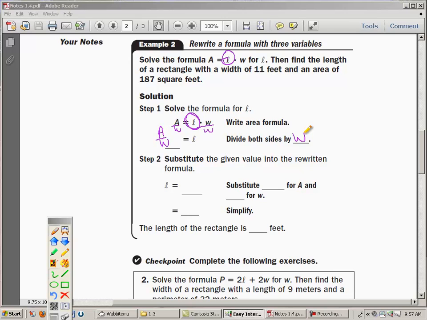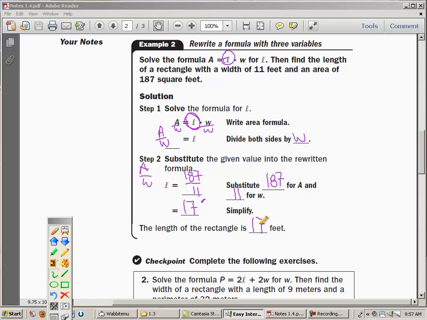So what we're going to do now is say, look, my formula is now rewritten as A divided by W. And we're going to substitute in 187 square feet for the area, and we're going to substitute in 11 feet for the width. And so this becomes 187 divided by 11. 187 divided by 11 comes out to, conveniently, exactly 17 feet. All right, and so the length of the rectangle has to be 17 feet.